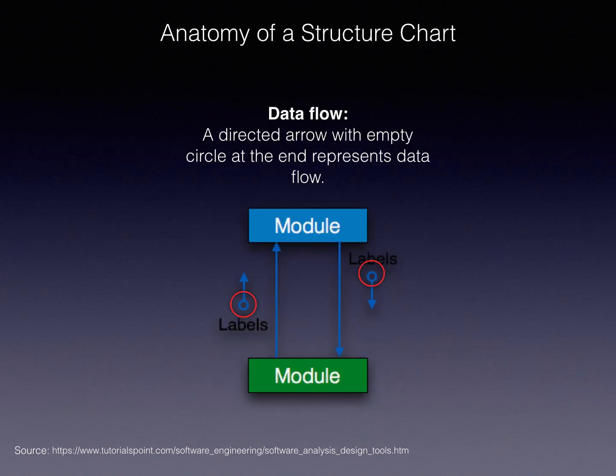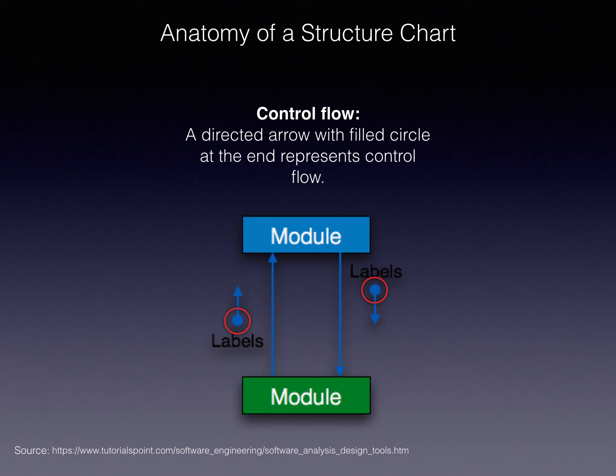We then have the data flow. This is represented by a directed arrow with an empty circle at the end. This will depict the data flow. A control flow is very similar to the data flow, but the difference is that it has a closed circle. So this is represented by a directed arrow with a filled circle at the end and will depict the control flow.